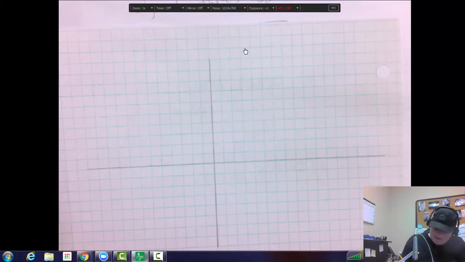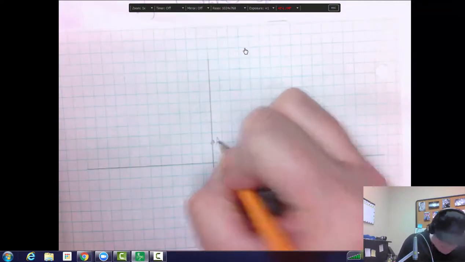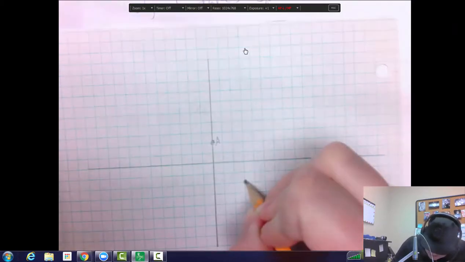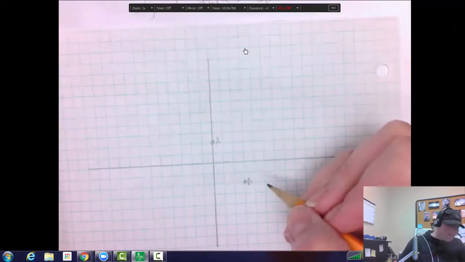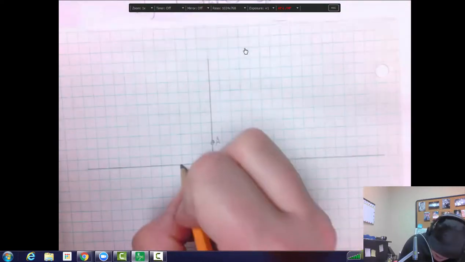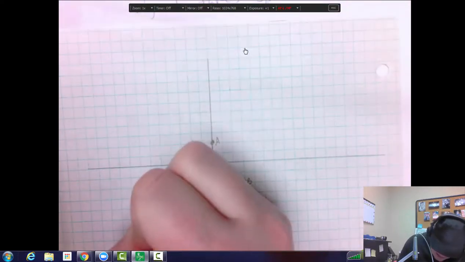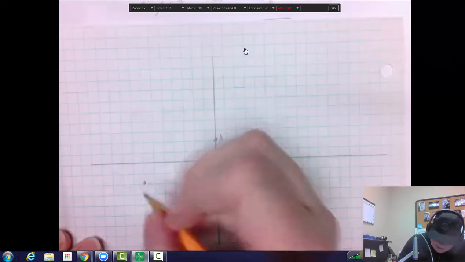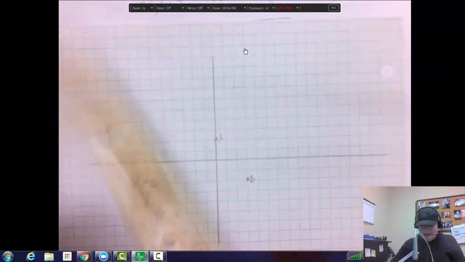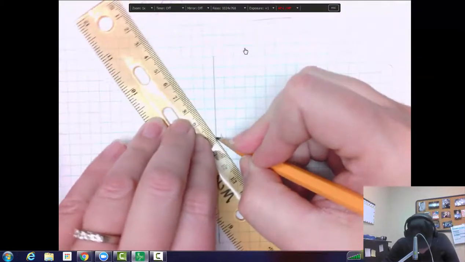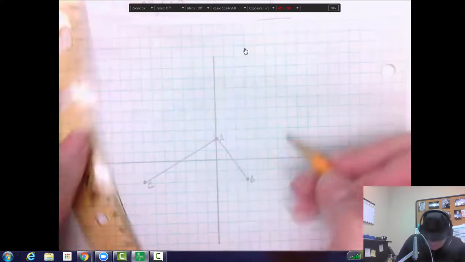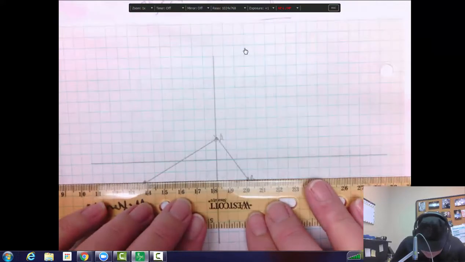Let's look at these. I have 0, 2, and that's A. We have 3, -2, and that's B. And we have -7, -2, which is C. Oops, I put D. Okay. And let's go ahead and draw the triangle so we can look at it a little closer. All right. And then we got to decide.